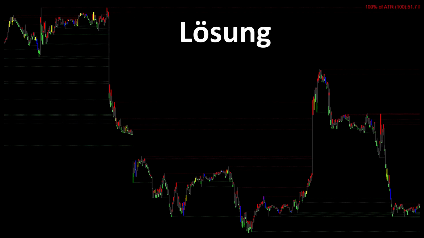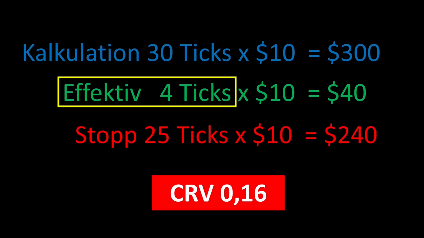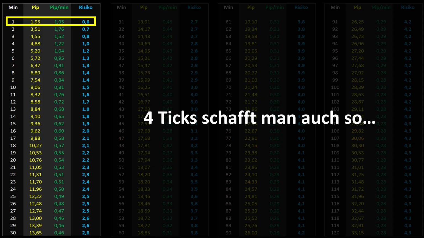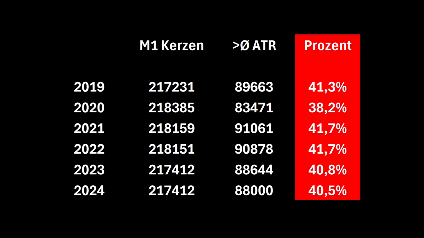Let's look at a solution. We remember the extreme case where a trader only earned 4 ticks in 1 minute instead of the expected 30 ticks. You can achieve these 4 ticks anyway, as the average 1-minute ATR has been 4 ticks over the last 6 years. Over 40% of all 1-minute candles reach more than 2 pips, or 4 ticks in the futures market.